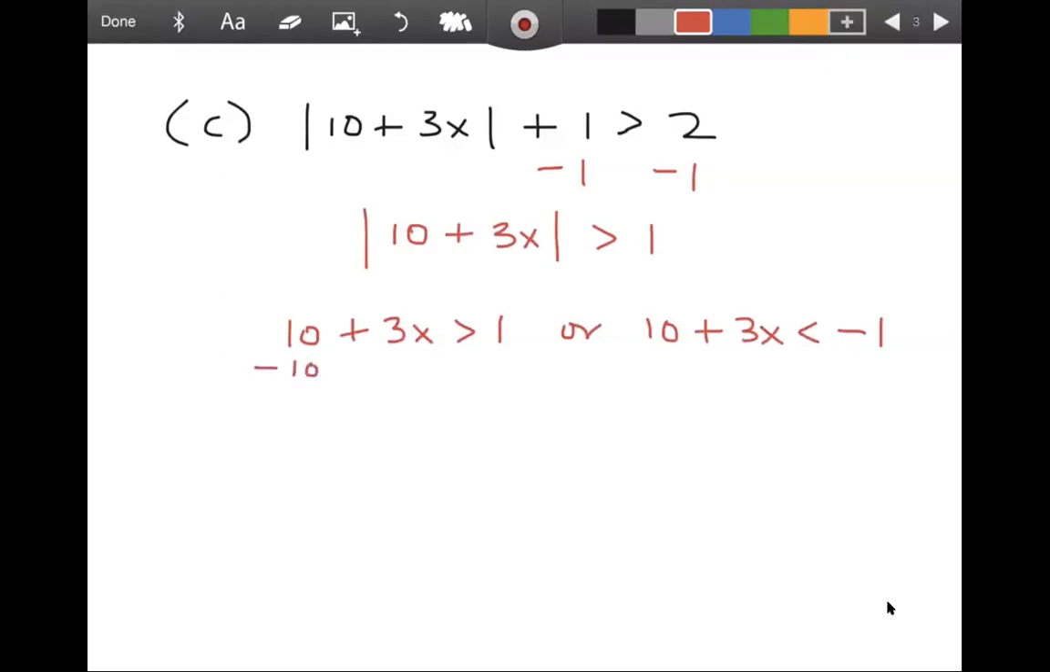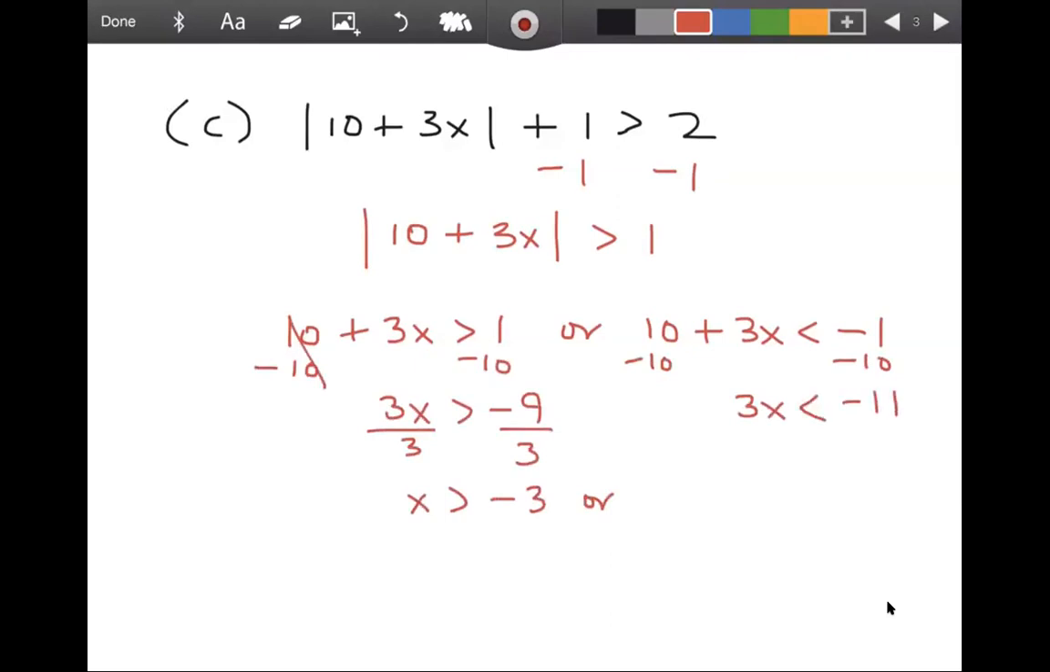So I'll subtract 10 on both sides. That gives me 3x is greater than -9. Divide both sides by 3. I get x is greater than -3. And on this side, I'll subtract 10 on both sides. That gives me 3x is less than -11. Dividing both sides by 3, I get x is less than -11 thirds.